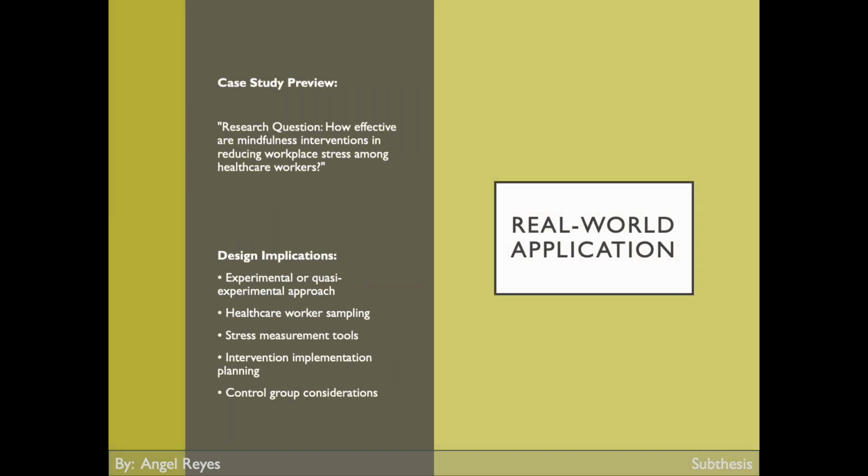Let's examine a case study preview from the slide. The research question is, how effective are mindfulness interventions in reducing workplace stress among healthcare workers? This question creates specific design implications. Experimental or quasi-experimental approach, healthcare worker sampling, stress measurement tools, intervention implementation planning, and control group considerations. Notice how one research question cascades into multiple design decisions across all 6 components we discussed.